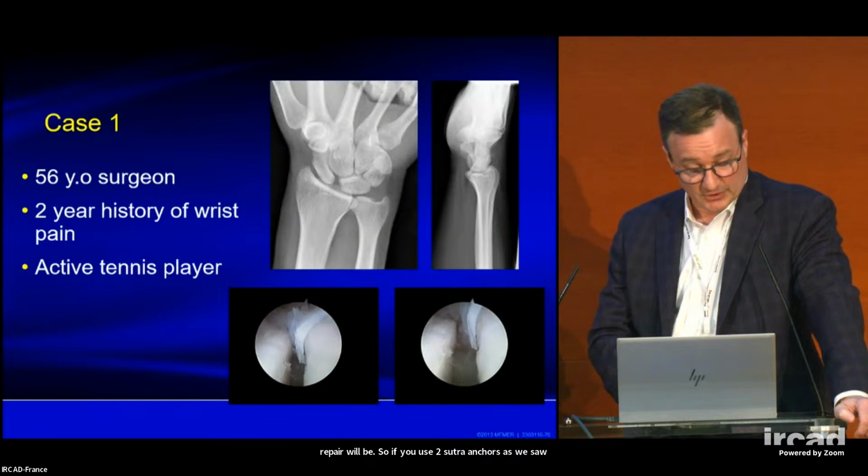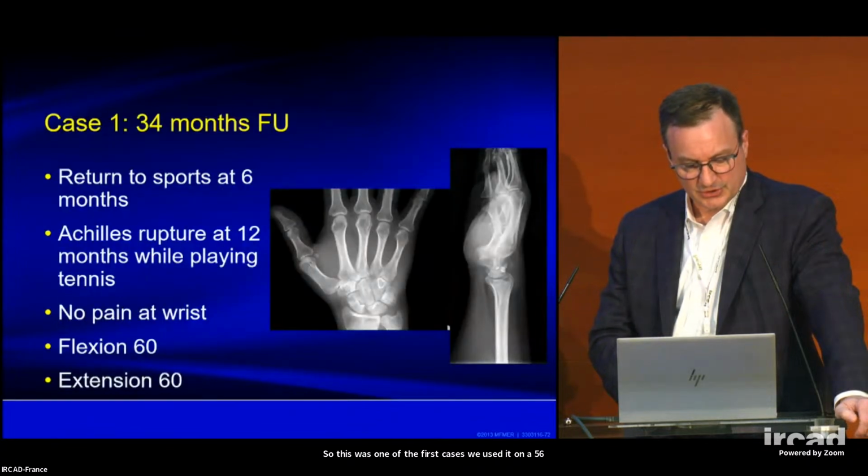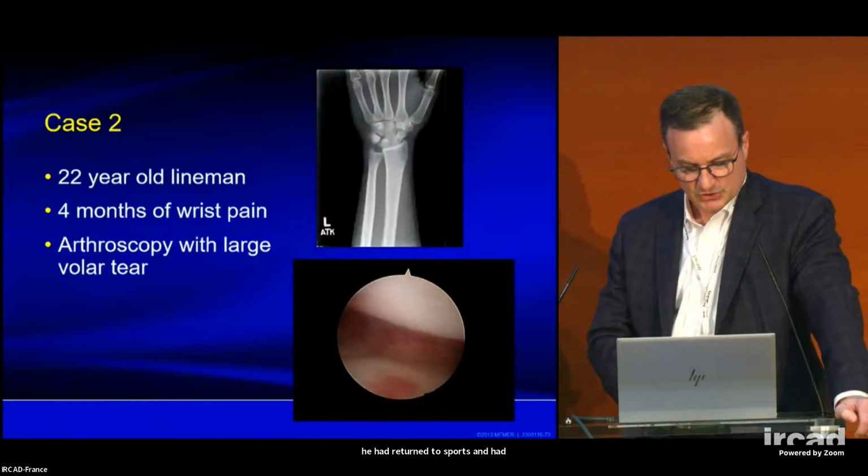So this was one of the first cases we used it on, a 56-year-old surgeon. Here's the repair. And at 3 years out, he had returned to sports and had continued to practice surgery.